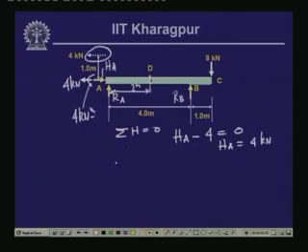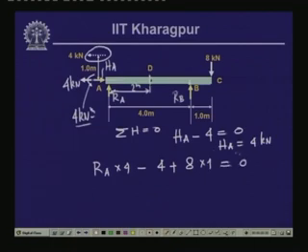Now, if we take the moment of the forces with respect to point B, since the 4 kilonewton and HA act in the axial direction, they do not contribute to any moment. The moment contribution of RA is RA times 4, which is a clockwise moment. If we call this positive, then we have the anticlockwise moment of 4 kilonewton meter, which is minus 4, and then the 8 kilonewton load causing a moment, which is again clockwise, so plus 8 into 1. This is the total moment contribution of all the forces, and the summation of moment at B equals 0.